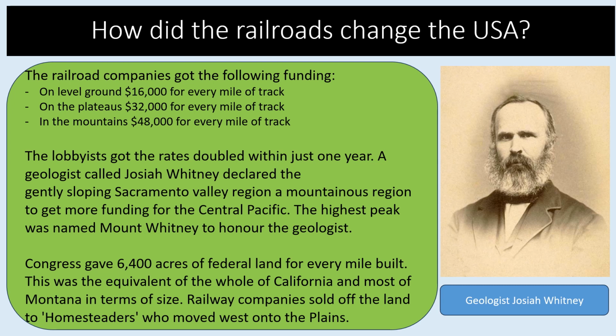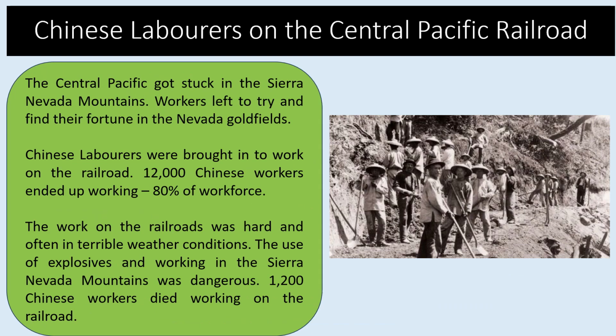Now, Congress also gave 6,400 acres of federal land for every mile built, and this is where the cash really came in for the railroad companies. This was the equivalent of the whole of California and most of Montana in terms of size. Railroad companies were then able to sell off this land to homesteaders and people moving west onto the plains, and this in turn encouraged more people to move onto the plains and encouraged more business for the railroad companies as well.